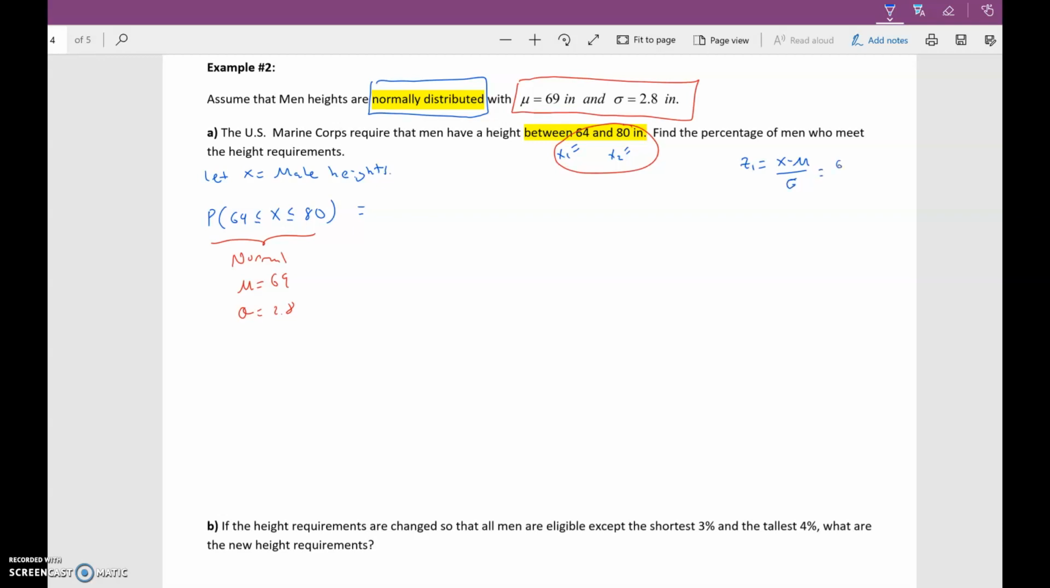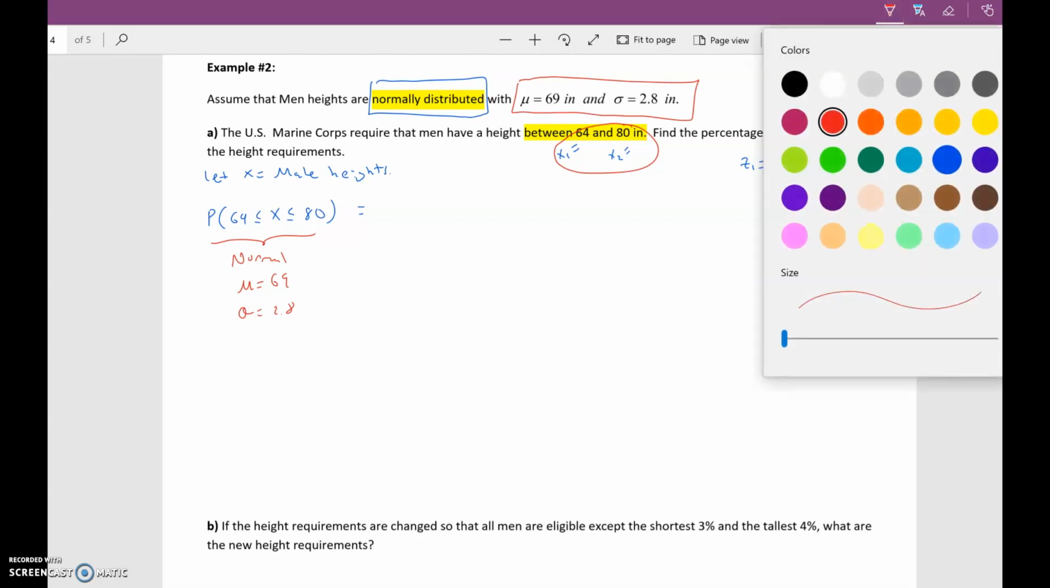And your x value is 64 minus 69. So 64 minus 69 divided by 2.8, it's going to be approximately, and let me double check, 64 minus 69 divided by 2.8, I'm getting negative 1.79. That's going to be your first z-score.